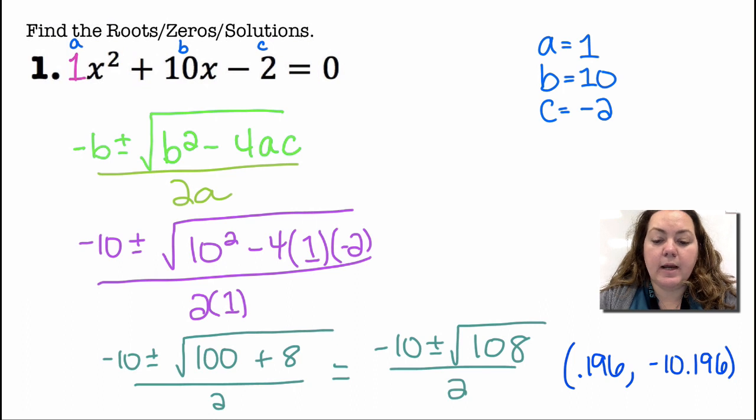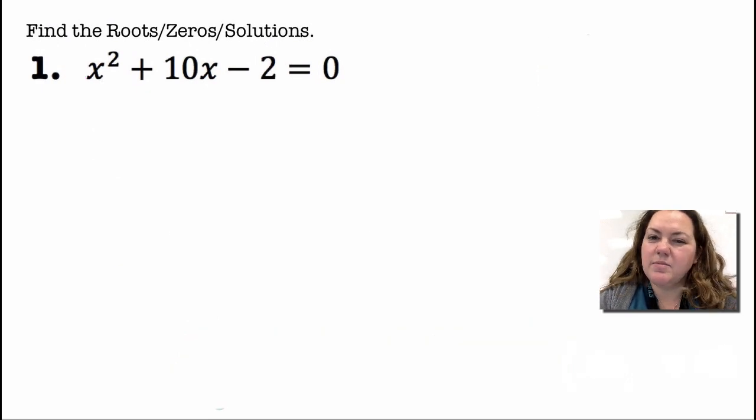In this problem, I went ahead and just did this in my calculator. So I did negative 10 plus the square root of 108, which gives you a decimal. You do 108 in your calculator, press the square root button, and you get a decimal. I added negative 10 to that, and then I divided it by 2. Then I did it again: 108, hit the square root button, got a decimal. I subtracted, so I did negative 10 minus that decimal, and then divided that by 2. And so I got 0.196 and negative 10.196. So those are my solutions. Sometimes with the quadratic formula, your answers are not pretty numbers.